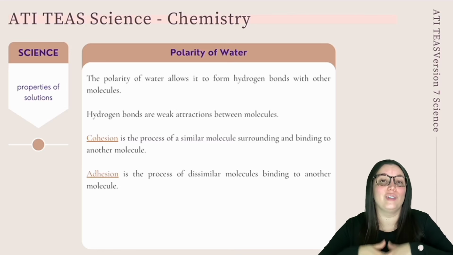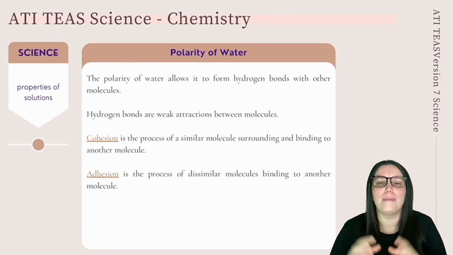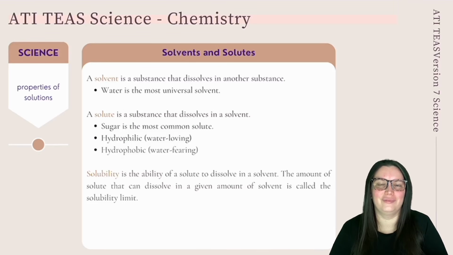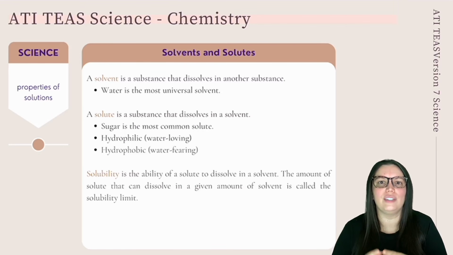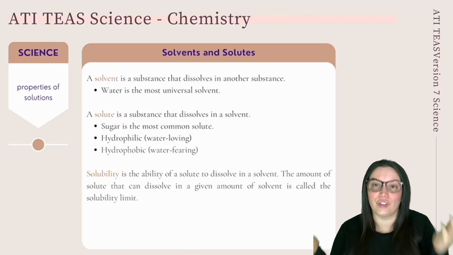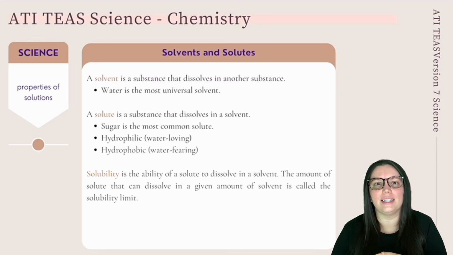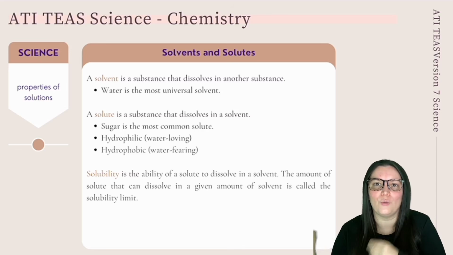And water is considered really the universal solvent when it comes to a lot of different kinds of reactants and products, meaning that many substances are going to be able to dissolve in water. So solvents and solutes. A solvent is a substance that dissolves in another substance. Water is the most universal solvent, right? We talked about that before. Whereas a solute is a substance that dissolves in a solvent. So sugar is the most common solute that can dissolve in water.